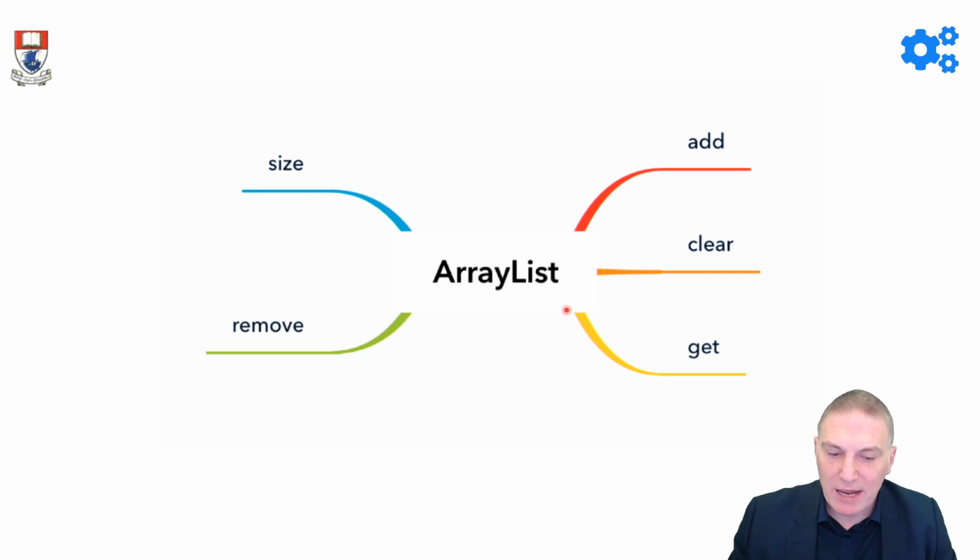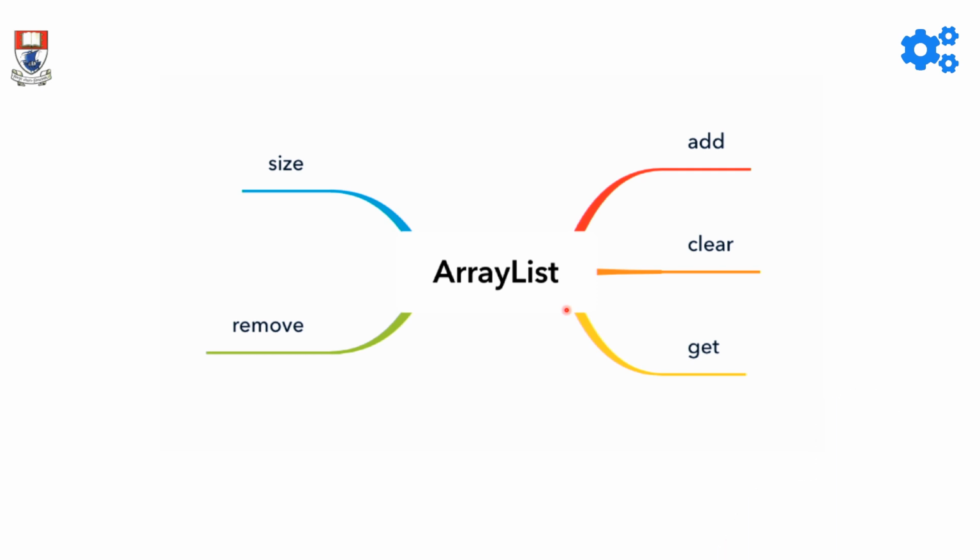So array list, again, from the last day, we saw we had various methods that we can call in our array list. And these include size, remove, add, clear, and get. So, for example, if we want to find out how many items are in our array list, we would call the name of the array list, for example, notes.size, and that would tell us how many items are in it.